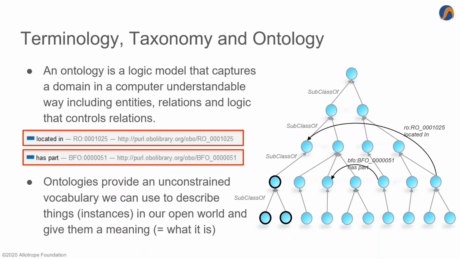So now that we have the taxonomy, we can start giving relationships between the terms. An ontology is a logic model that captures a domain in a computer-understandable way, including entities, relations, and logic that controls relations. So in this case, we see the 2 resources. One resource is located in another resource, and another resource has part in another resource. And ontologies provide an unconstrained vocabulary that we can use to describe things, instances in our open world, and give them a meaning, meaning what it is.